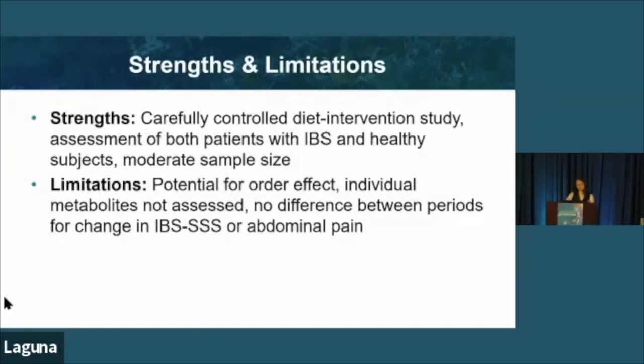I thought this was a very carefully controlled diet intervention study. I like that they included both IBS and healthy subjects and had a moderate sample size for this type of study design. There's always a potential for order effect with crossover studies. Individual metabolites weren't assessed, so again, this is more of a sum of metabolites. There were no differences between the different treatment periods, especially for IBS-SSS and abdominal pain.